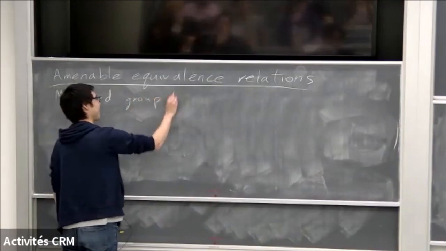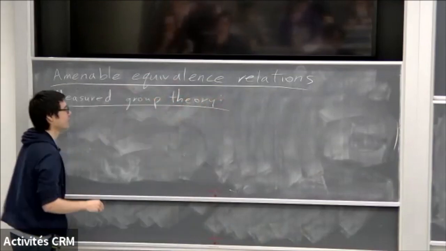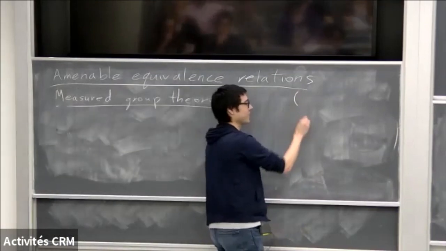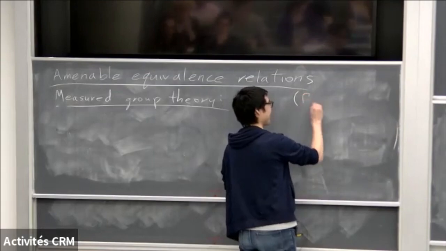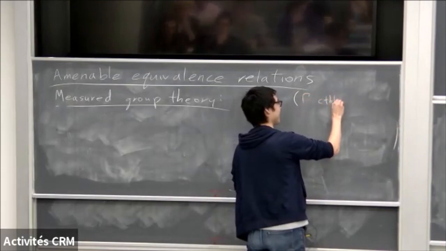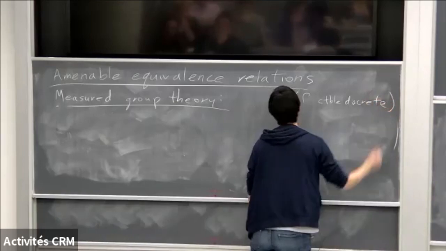Okay, so measured group theory is roughly, for now, going to be this. Let me just do some assumptions, which I assume are going to be true this week. Gamma is always going to be a countable discrete group. I've never seen a topology on a group before. I don't know how that works.